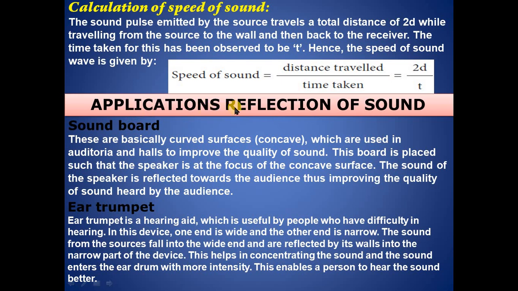Then applications of reflection of sound. First application is the soundboard. These are basically curved, concave surfaces. Concave means thinner in the middle, thicker at the edges, which are used in auditoria and halls to improve the quality of sound. This board is placed such that the speaker is at the focus of the concave surface.